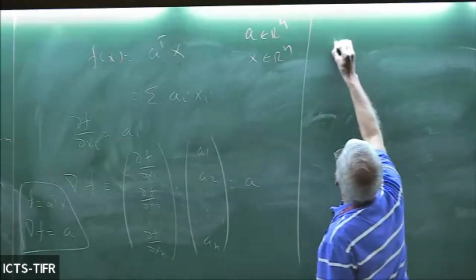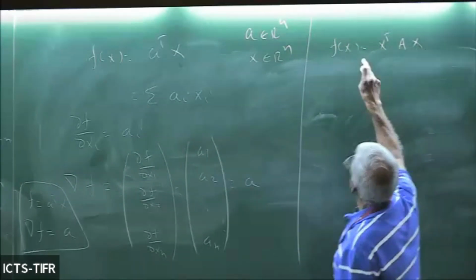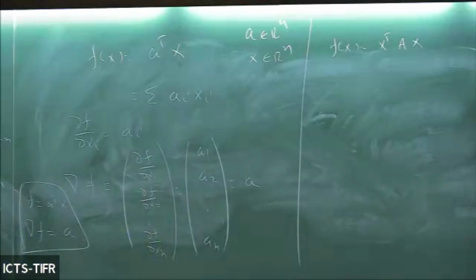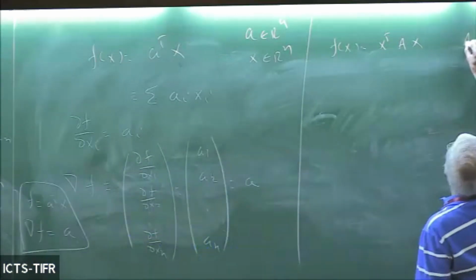Now I'm going to do this: let f of x be x transpose A x. Why am I doing this? This is the quadratic function. What is the model of a quadratic function? x transpose A x. So I'm going to assume A is symmetric. Why symmetric? We will talk about it later. A is symmetric.